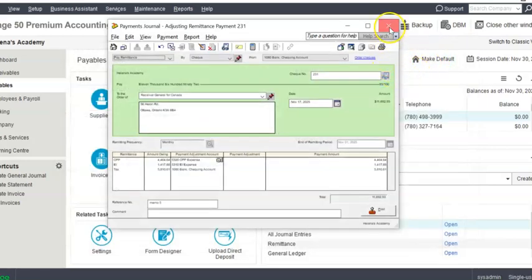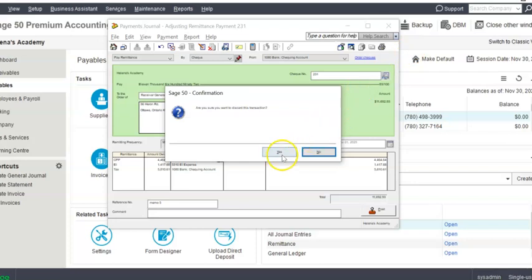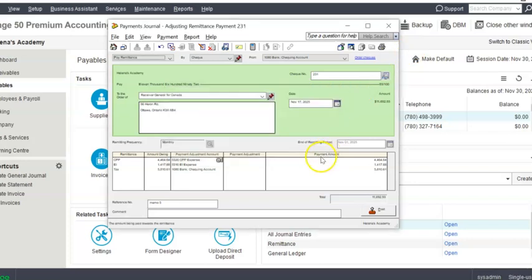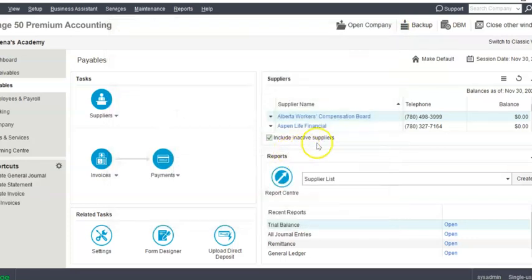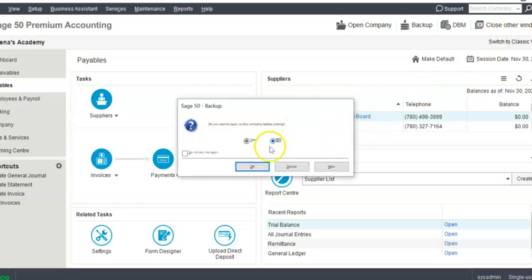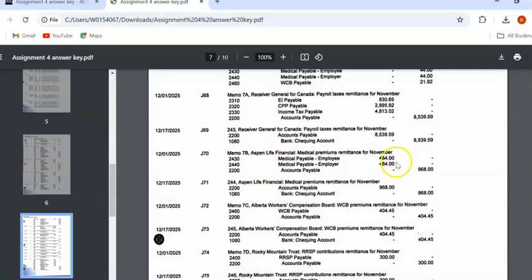Okay, so let's go back. Oops, I guess I want yes. And I'm going to delete or close. And no, I don't want to back up because I didn't change anything, and now I'll come back to my entries.